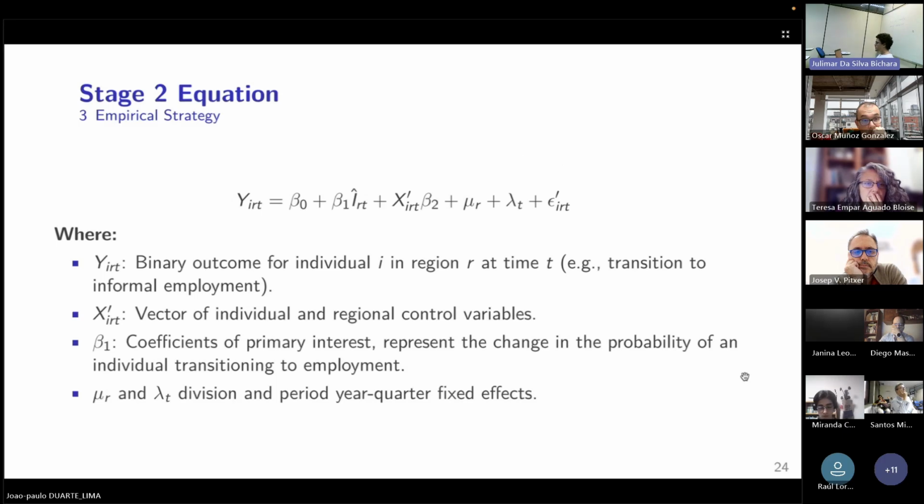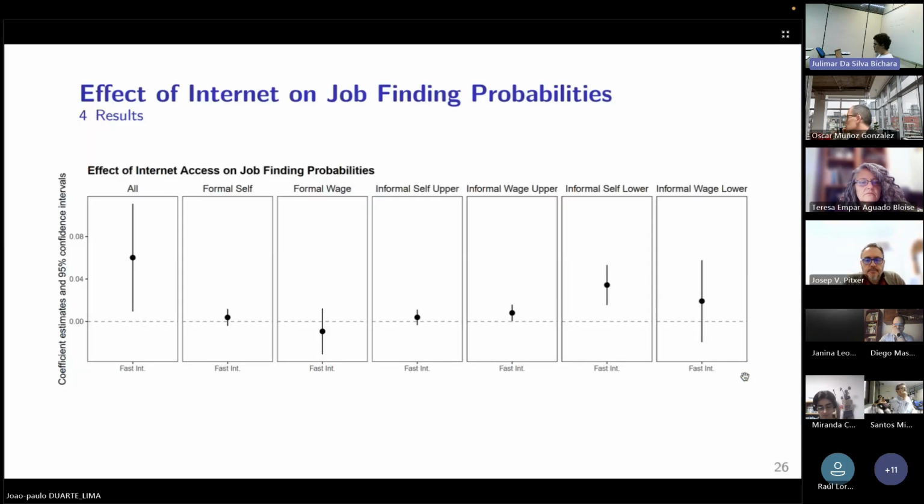So for my second stage, as I said, the ultimate variable I'm interested in is the binary one for transition for an individual, explained by the internet speed, instrumented by the backbone infrastructure. So this is a linear probability model. So you'll see now those.